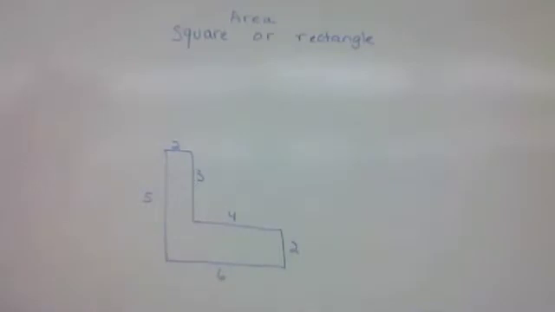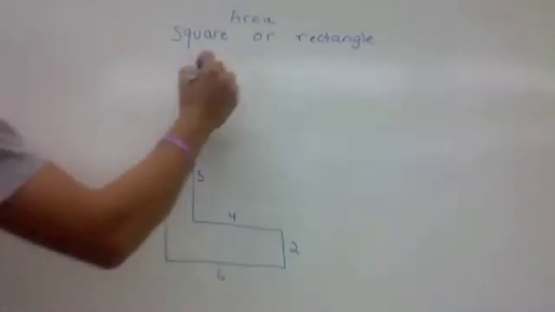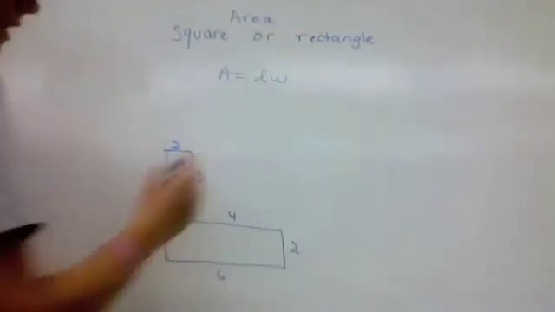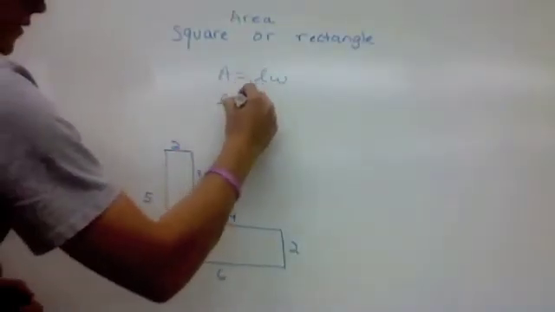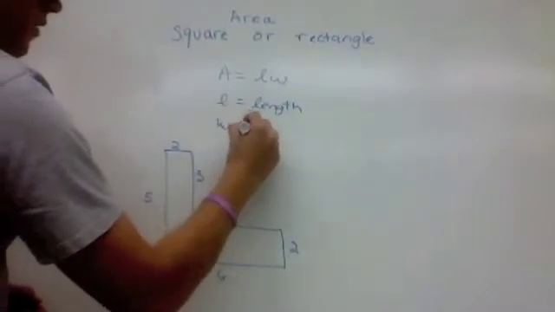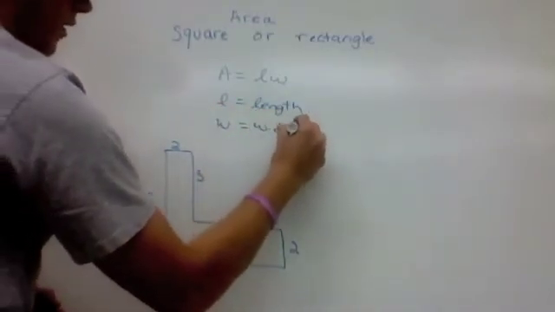So the first type of figure we're going to look at finding area is the area of a square or a rectangle. In order to find the area of a square or rectangle, we're going to multiply length times width. L stands for length, and W stands for width.